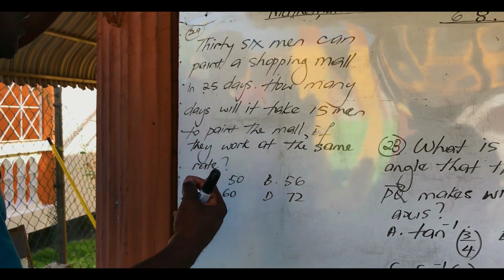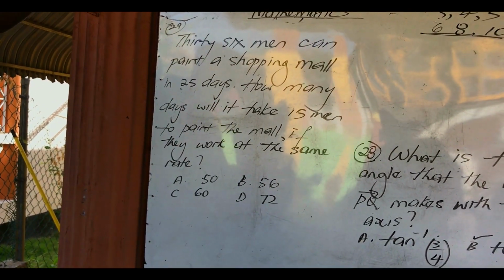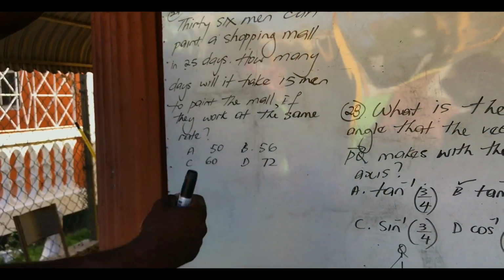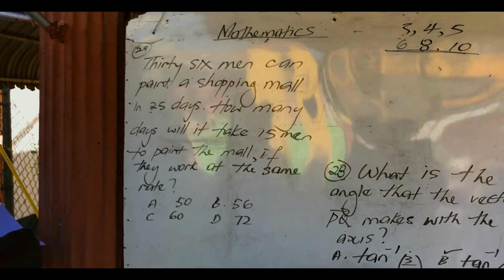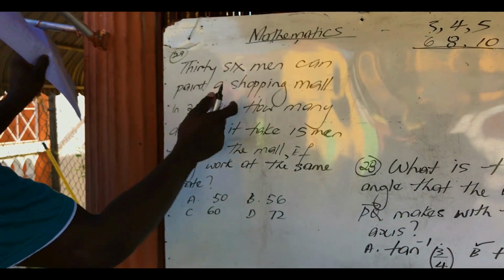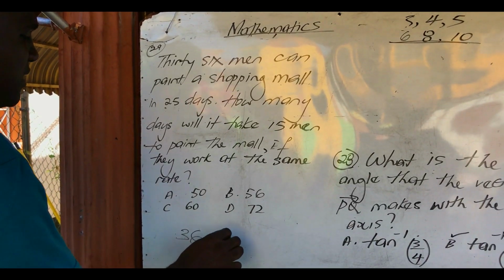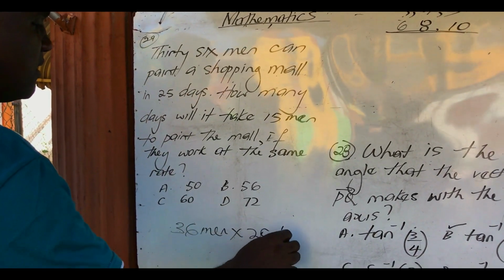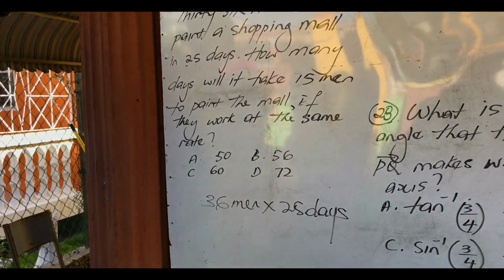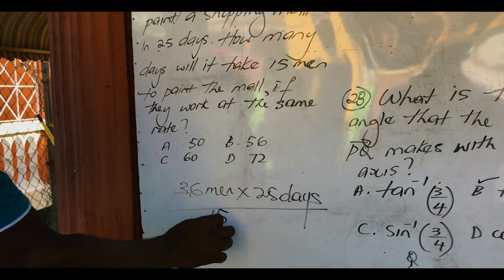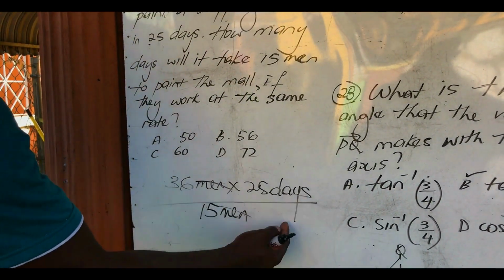Now, with labor, if one man takes 10 days to complete a job, then 2 men working at the same rate must take half of what one man does, which would have been 5 working days. Now, the shortcut of this, technically speaking: 36 men can paint a shopping mall in 25 days. So you simply write down 36 men times 25 days. And then we want to find out how many days it will take 15 men to paint the mall. So we simply divide this by 15 men. And clearly here, the men will cancel out. What our answer will be is in days.